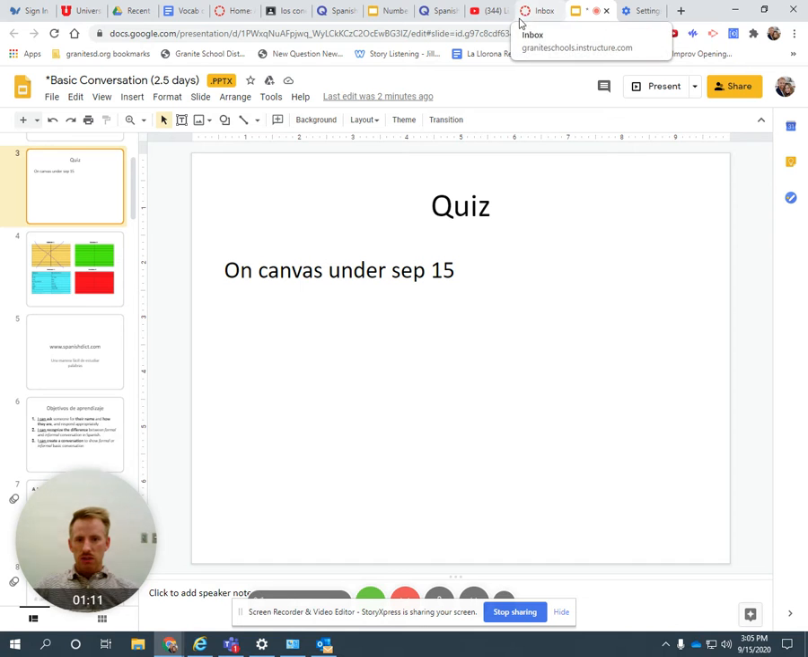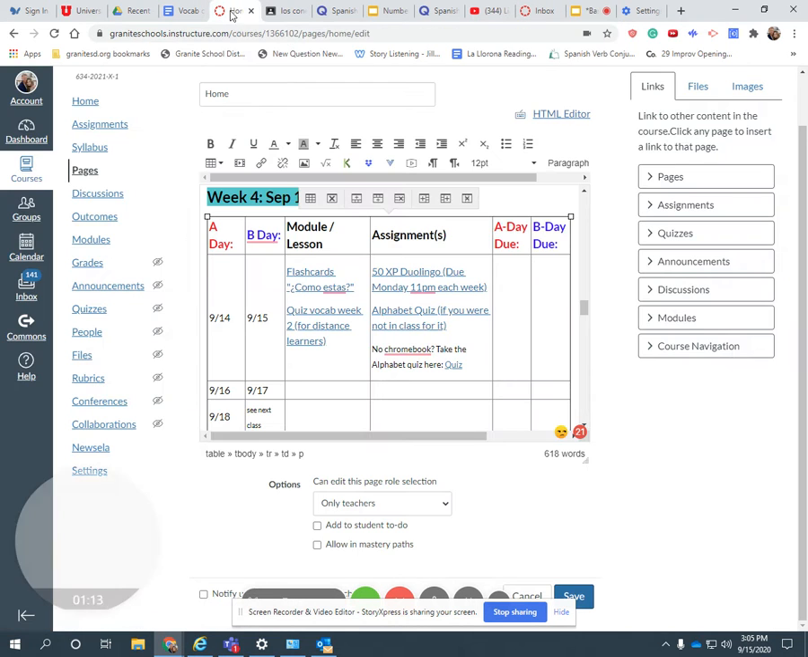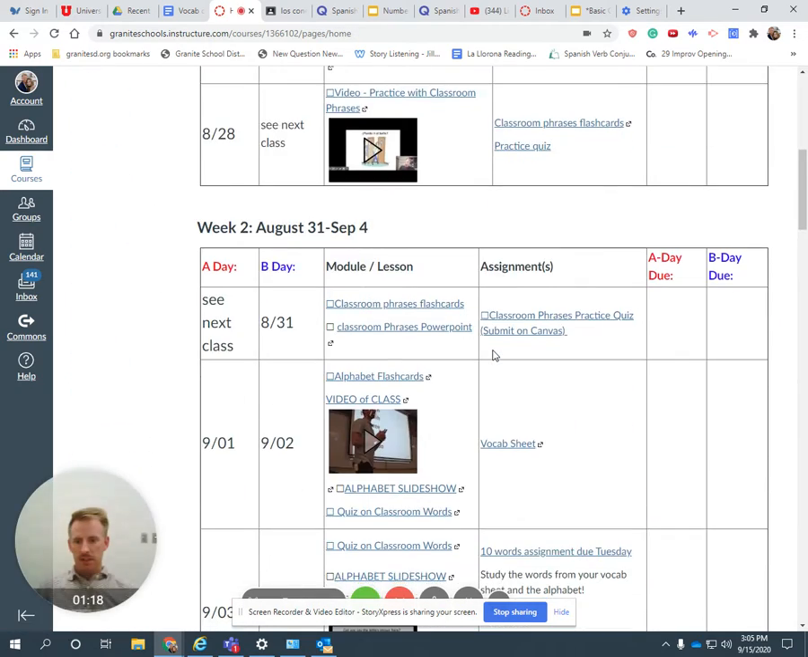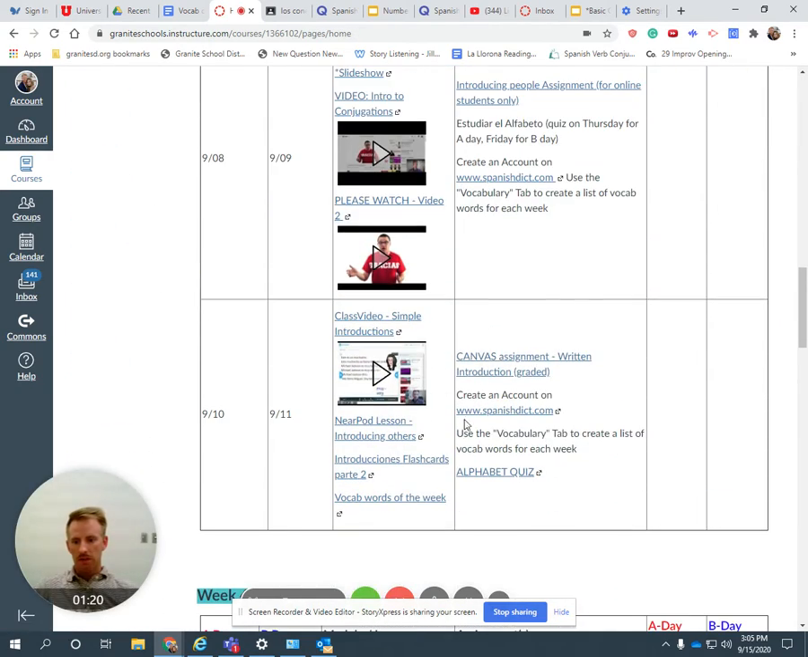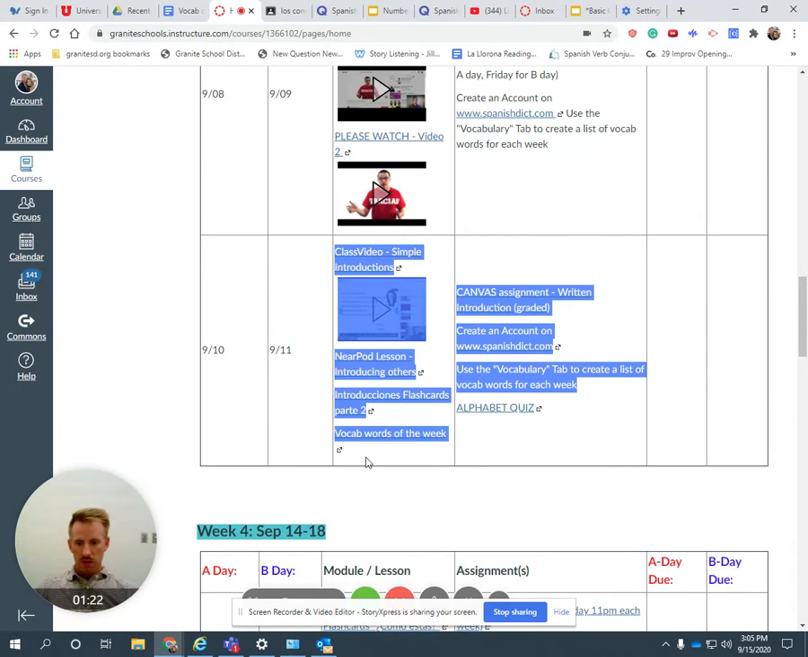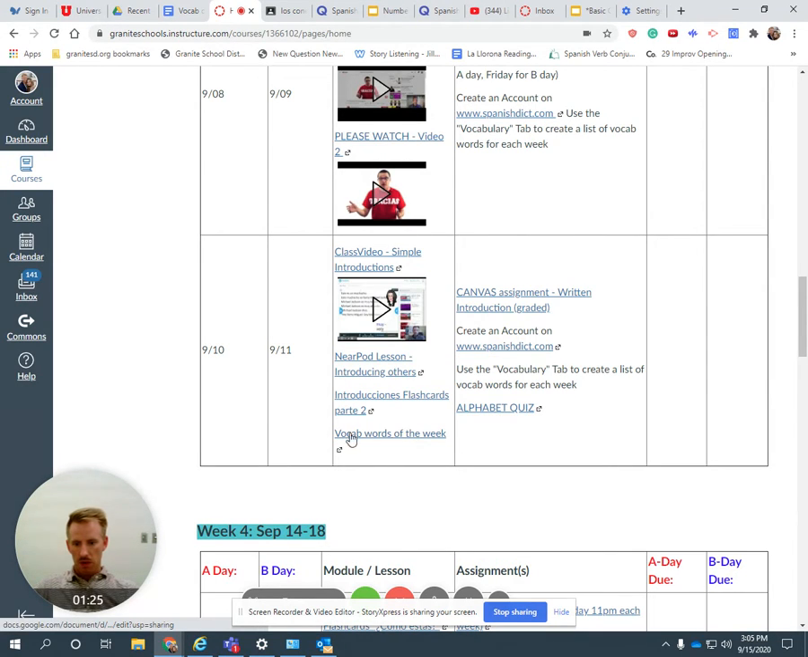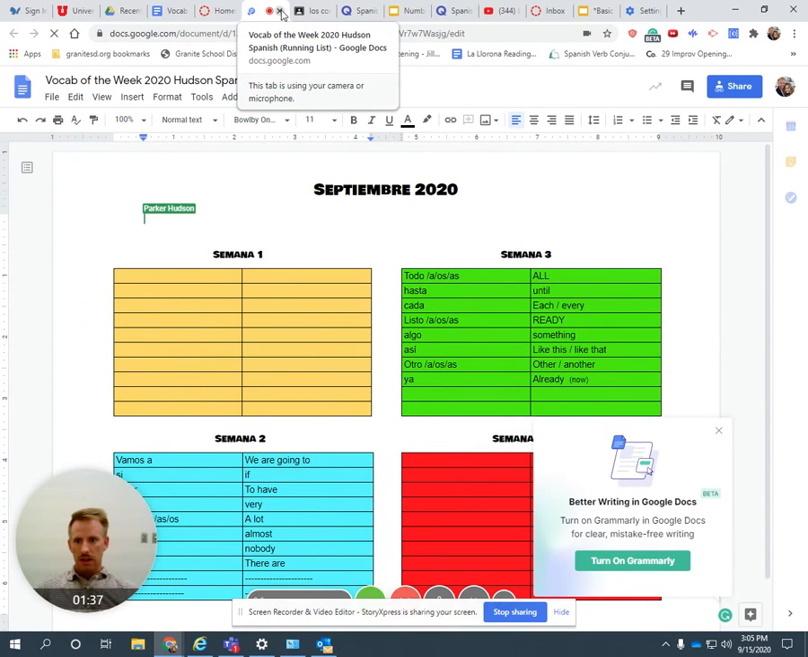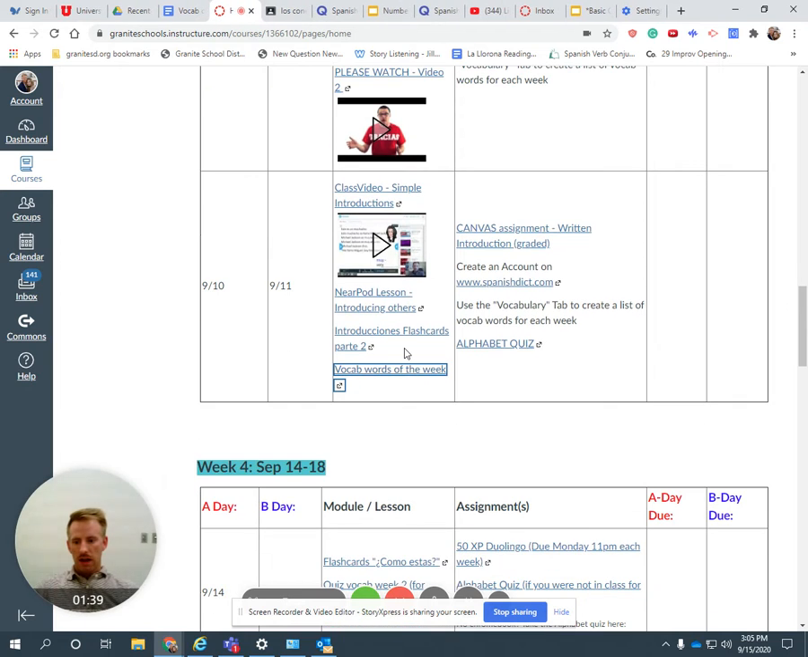Y por si acaso, si necesitan saber dónde están, si vayan a Canvas, aquí en Canvas, el viernes puse aquí Vocab Words of the Week. Oh, aquí están, mira, Vocab Words of the Week. No sé si puedo marcar con algo, pero no importa. Aquí está la lista. Entonces, para semana 3, if you don't do well this week, there will be 10 more words for next week.